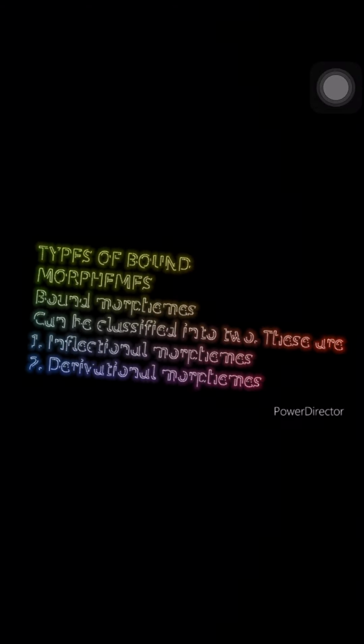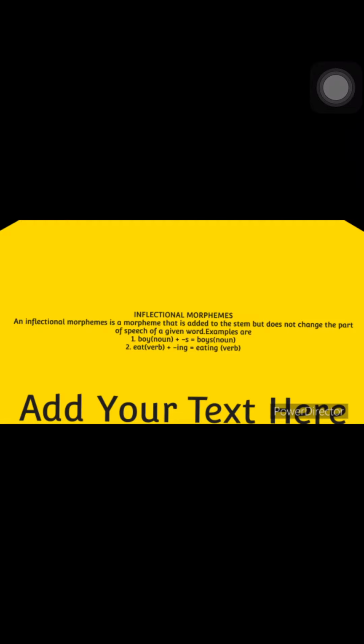Okay, let's move on to the types of bound morpheme too. Bound morphemes, like free morphemes, are also classified into two. These are the inflectional morpheme and the derivational morpheme. Let's move on to the inflectional morphemes. An inflectional morpheme is a morpheme that is added to the stem but does not change the part of speech or word class of a given word.